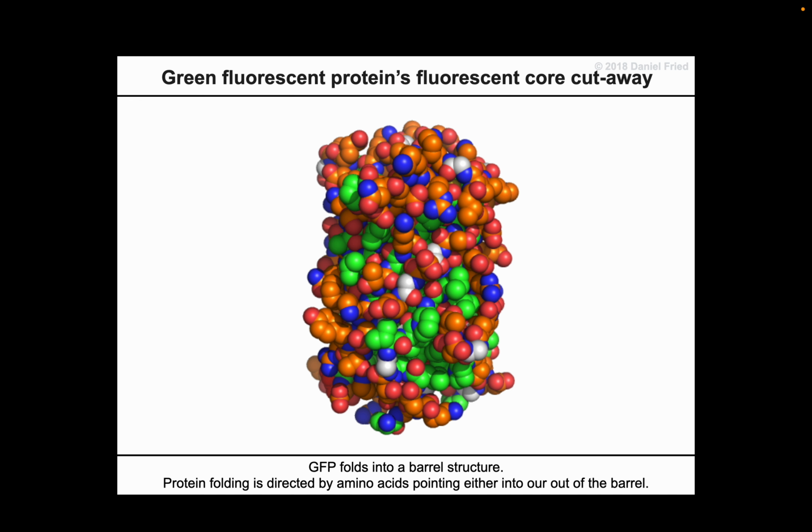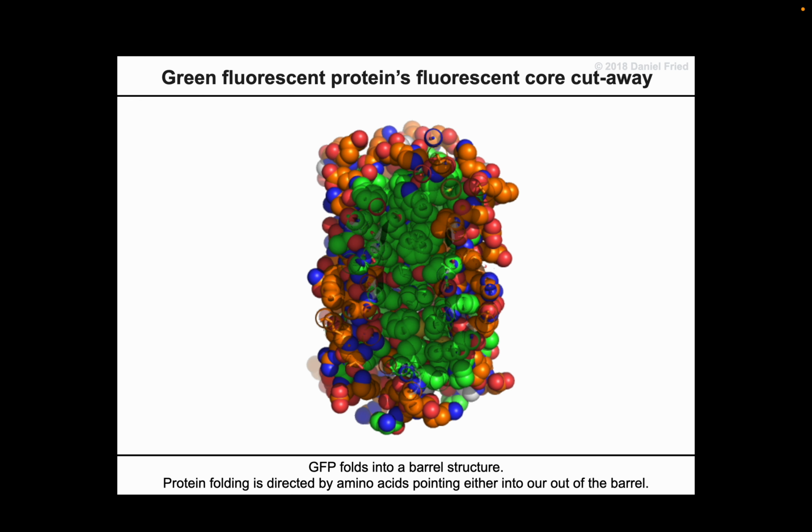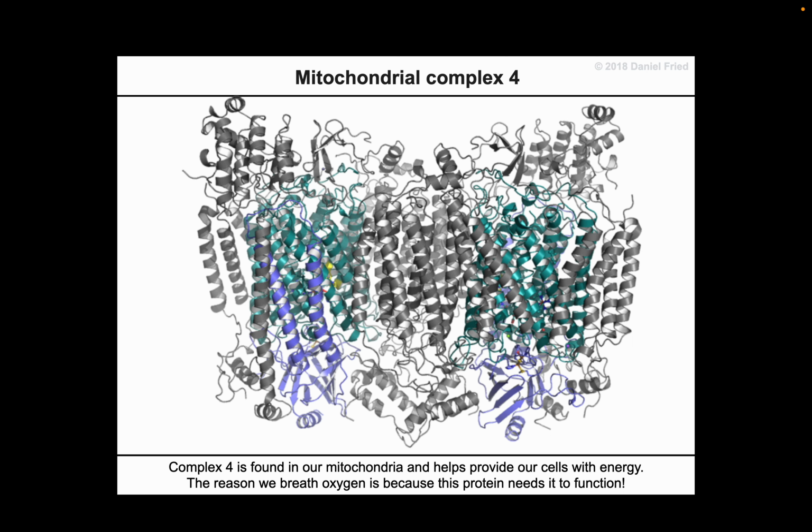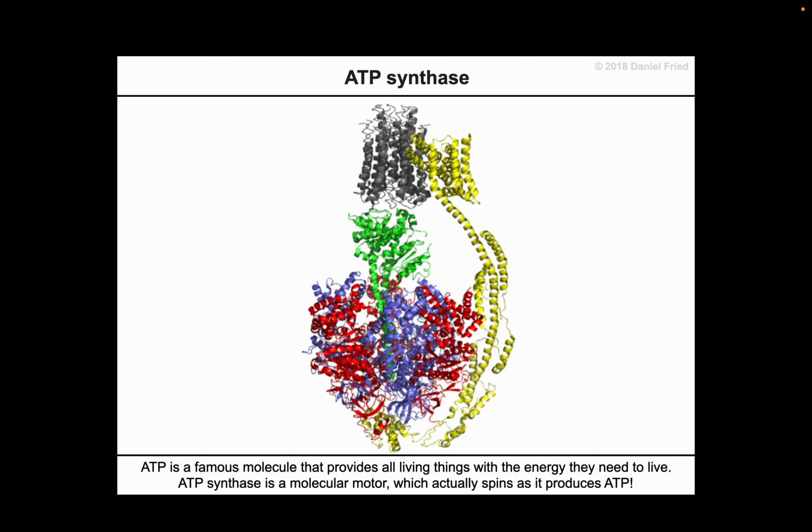GFP folds into a barrel structure. It's known as a beta barrel. Protein folding is directed by amino acids pointing either into or out of the barrel. Here's a cutaway view. Pointed into the barrel, pointed out of the barrel. Now here's a complex found in the mitochondria and heterozyte cells. This is because the protein needs it to function.